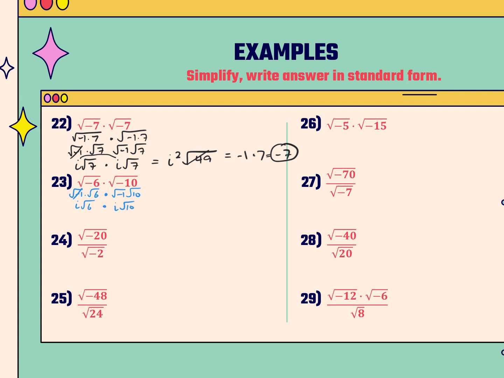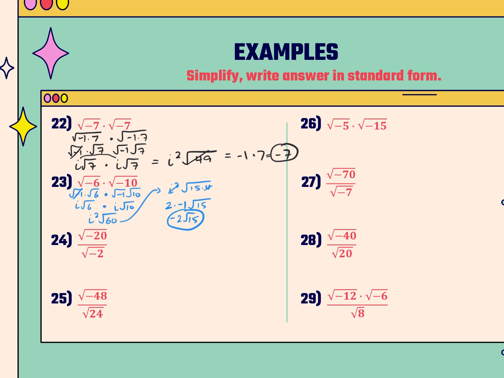So i radical 10. So now what I'm going to do is I'm going to do i times i, which is i squared, times the square root of 60. So again here, let me just kind of go over here. I know 60 is 15 times 4. So the square root of 4 is 2. i squared is -1. And square root of 15. So -2 radical 15 is my answer.